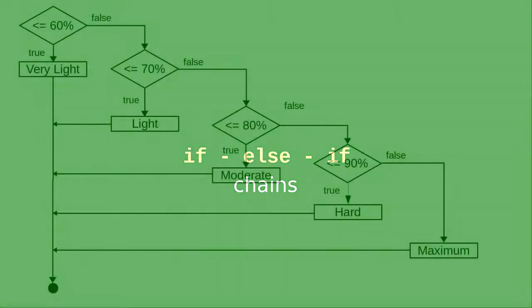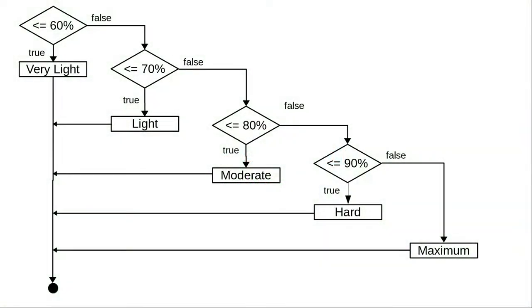This is the flowchart for a multi-way if-else statement. In this flowchart, depending on the percent of your maximum heart rate, it tells what training zone you're in. Let's try it with 73% of your maximum heart rate.